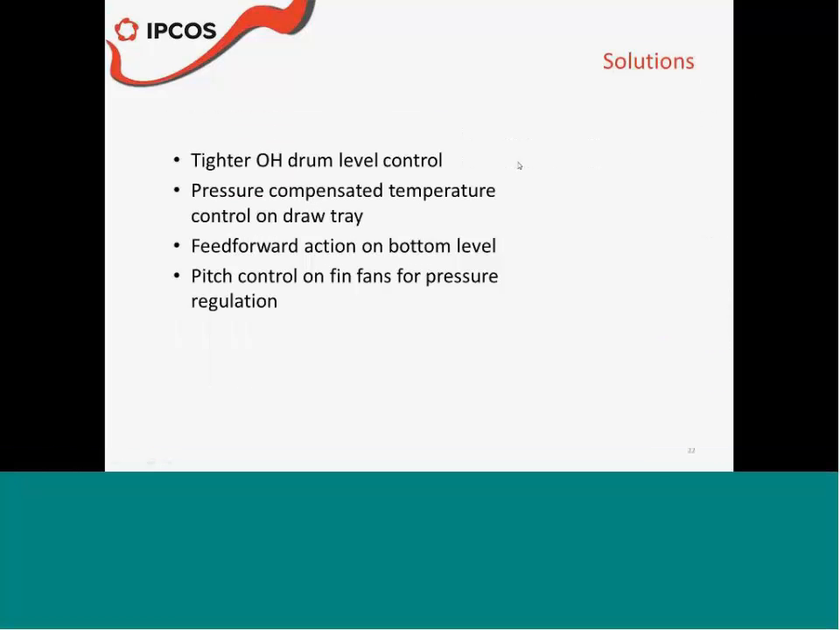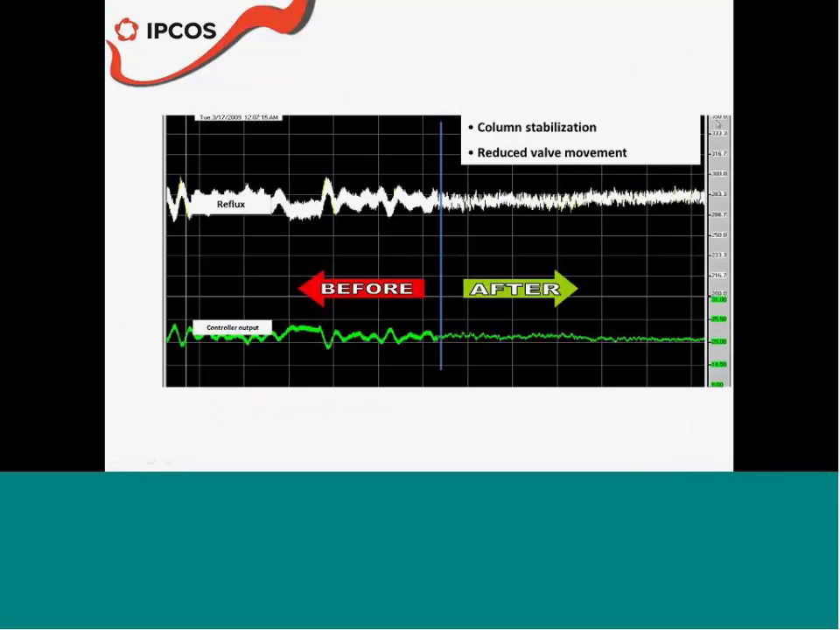The results are shown here. As a result of just better tuning the top level of the column, we see how the reflux was changing all the time. You see this low frequency oscillation all the time on the reflux, which is the result of poor tuning on the top level. After that, we managed to keep the reflux much more stable because the level was much better tuned.